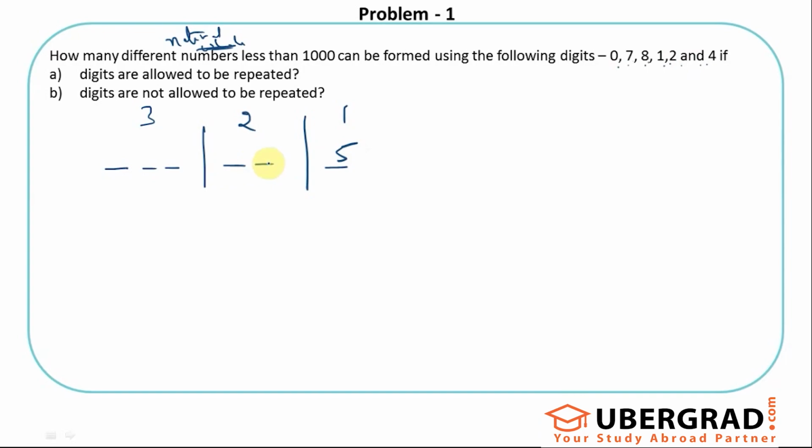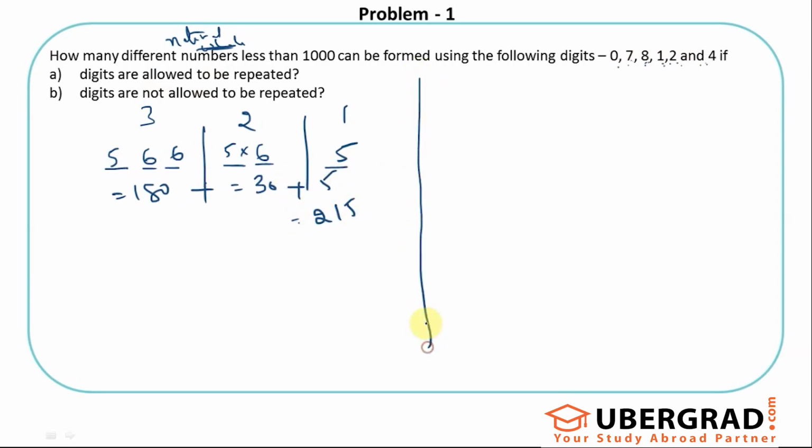For 2 digits, I have 1, 2, 3, 4, and 5 options for my first blank and 6 options for my next blank, because I cannot put 0 in the first. Here I can put everything: 0, 7, 8, 1, 2, and 4. That's 6 options. Repetition is allowed, so that's 30. The third one, again the same thing. In the first blank, out of the 6 numbers, I can put everything except 0. In the rest of the blanks, I can put everything including 0. So that will be 180. So the answer is 180 plus 30 plus 5. That is 215 is the answer.